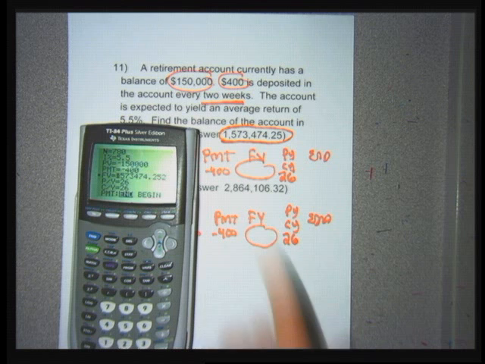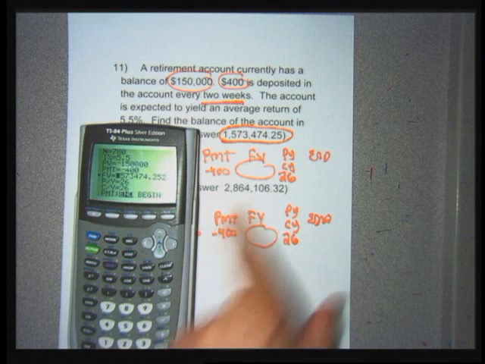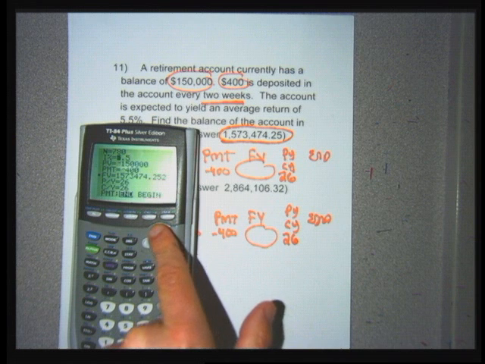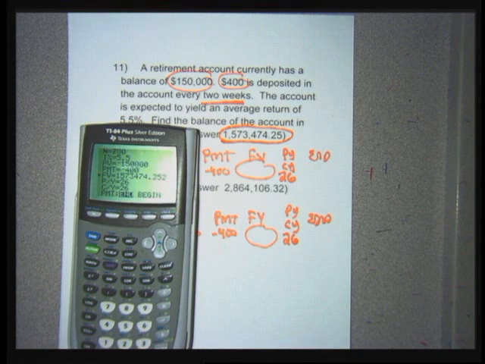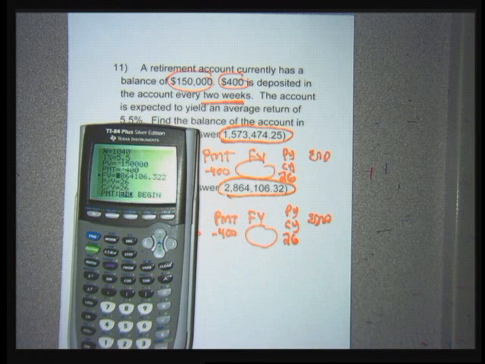To do 11B, to get this almost $3 million figure, the only thing I'm going to do is change the only part that needs to be changed from part A. I'm going to need to change the N to 40 times 26. Go down to the FV, hit my green alpha button, and hit enter, and I get the answer of $2.864 million.